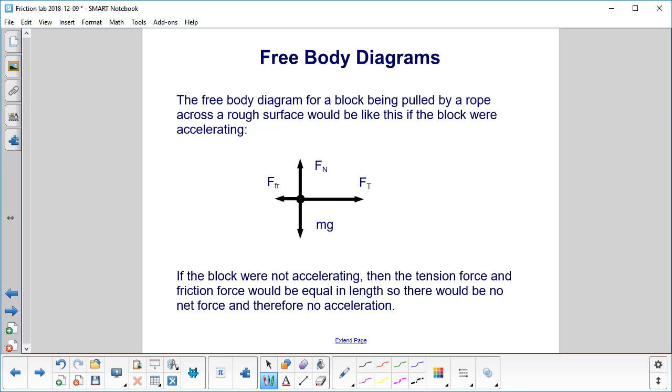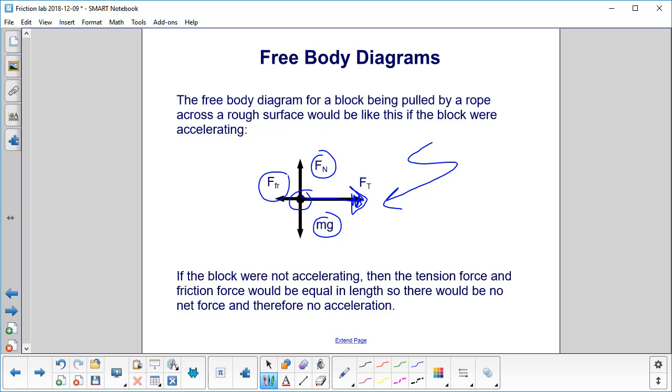Let's just make it a little more involved, and we're going to pull a block with a rope across a rough surface, right there. And we don't have to draw the block, we just draw the dot here for the block, and we have mg and normal, like we just talked about on the previous slide. And then here is a force, we're going to call it a tension force. When you have a rope pulling something, that's a tension force. And then going the other way, we have the force of friction.